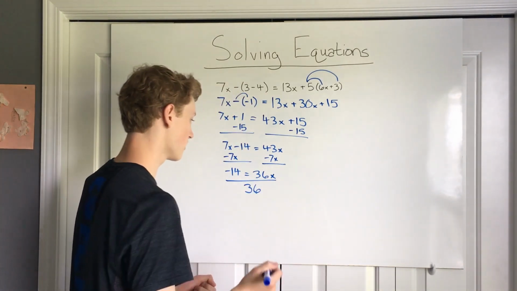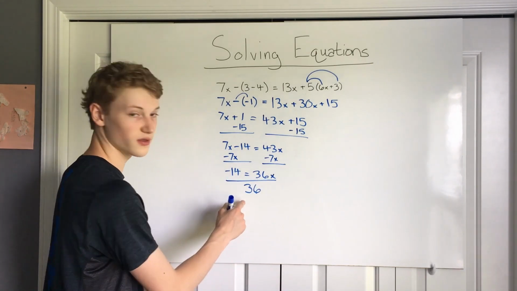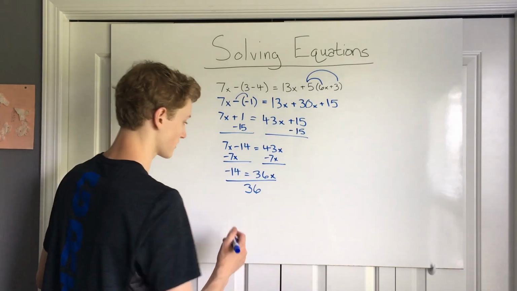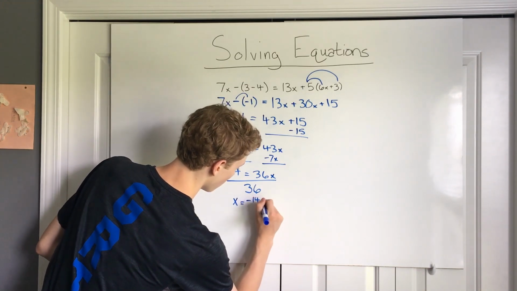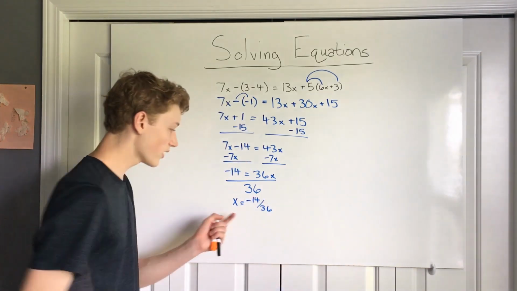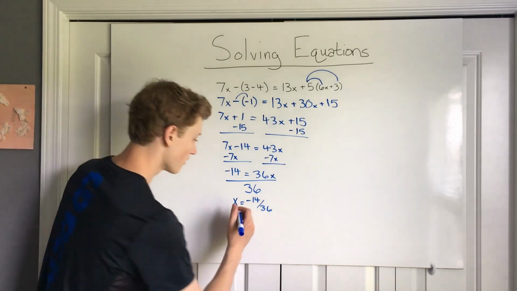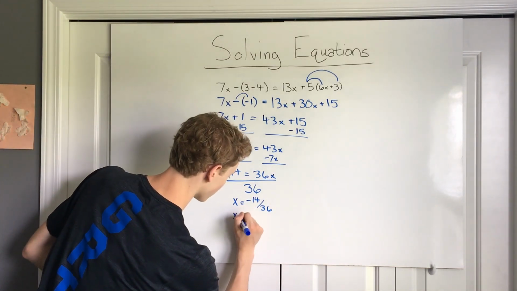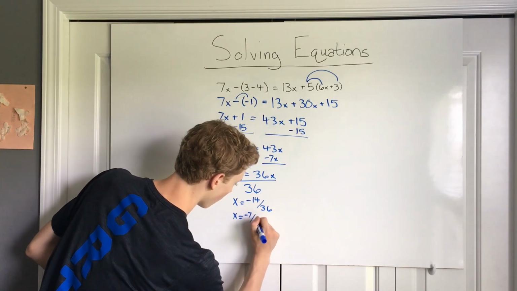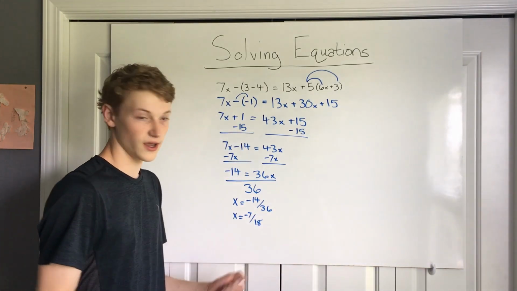Divided by 36. And I'm going to move the x over to this side, just because it's nice to have the x on the left side. x equals negative 14 over 36. We can simplify this. A factor of 2 goes into both of them. So I get x equals negative 7 over 18. That's my answer.